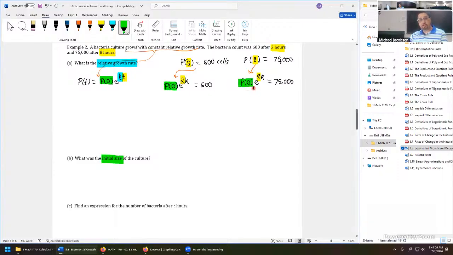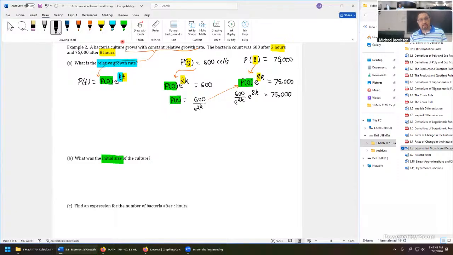If we can eliminate P at 0 in either one of these equations, we can just isolate for k. So let's solve for maybe P at 0 in the first equation. P at 0 would become 600 divided by e to the power 2k. That can now plug in to this entire spot right here for P at 0. So we make a substitution. Just plug that in right there. And now we have 600 divided by e to the power 2k times e to the power 8k equals 75,000.